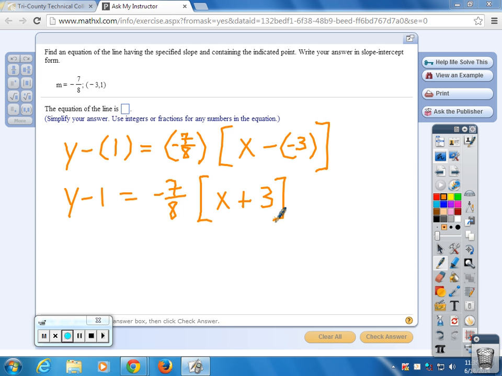And see, if you don't do this correctly, when you distribute that negative, it's going to make it even more incorrect. So y minus 1 is equal to -7/8 x minus 21/8.